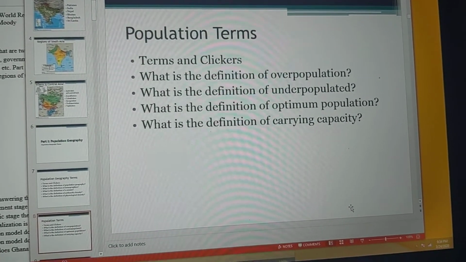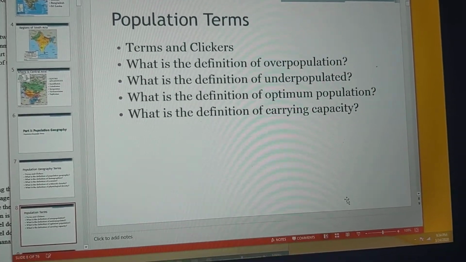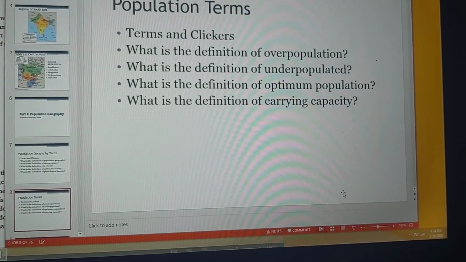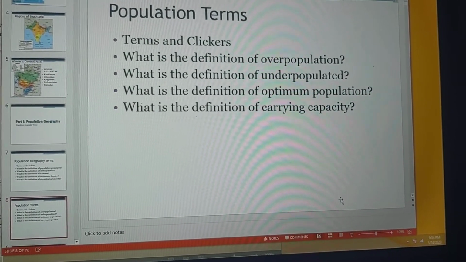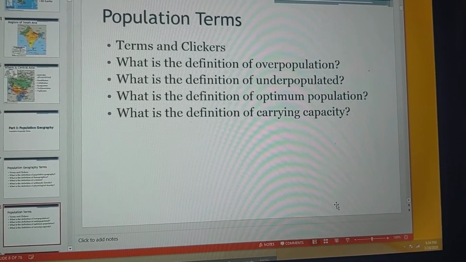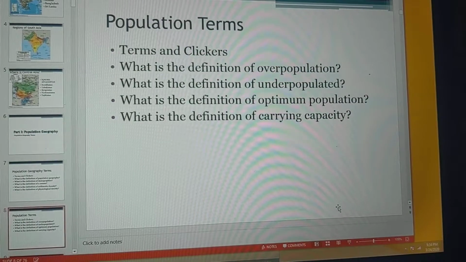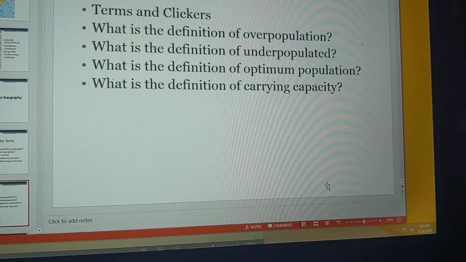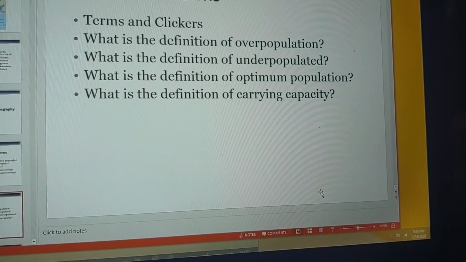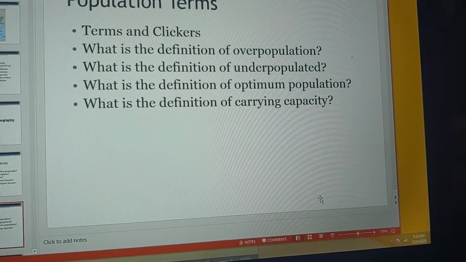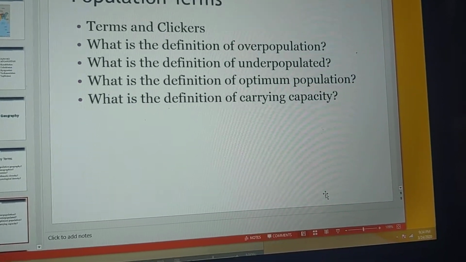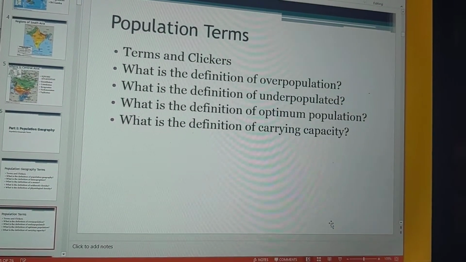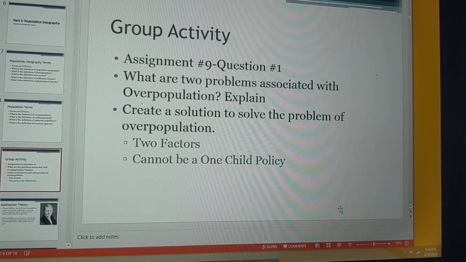Optimum population means you have the right amount of people in an area. And then carrying capacity means the maximum allotted number of people there before you go over capacity. A good example would be, let's say you're at a bar and it says carrying capacity is 100 people. That means if you were to go over that, you would be overcapacity, and you won't be able to help everybody within that establishment. So that is what carrying capacity means.